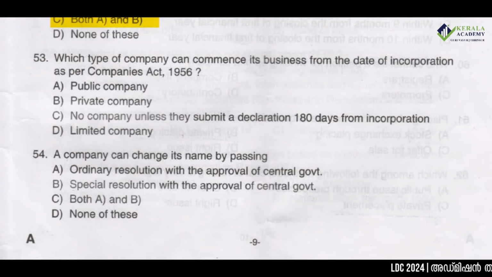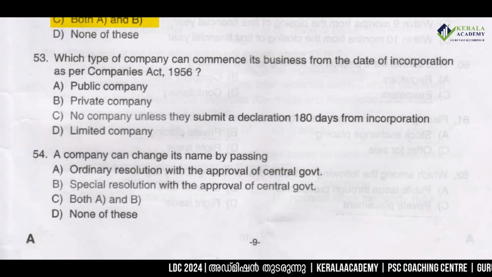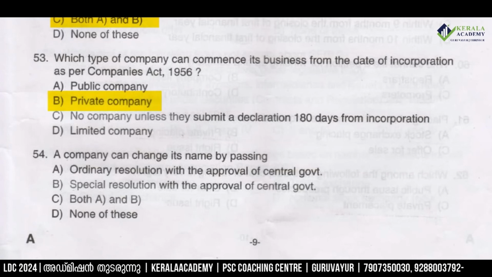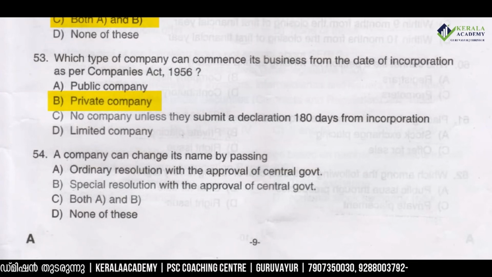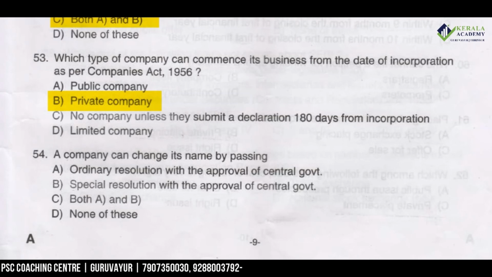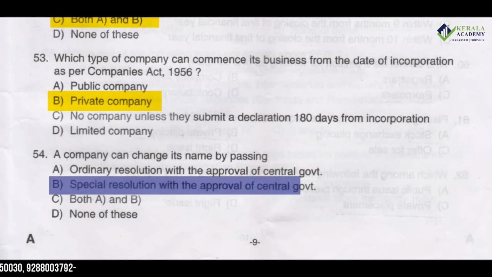Which type of company can commence its business from the date of incorporation as per Companies Act 1956? Public company, private company, no company unless they submit a declaration 180 days from incorporation, limited company. Correct answer option B, private company. A company can change its name by passing ordinary resolution with the approval of central government, special resolution with the approval of central government, both A and B, none of these. Correct answer option B, special resolution with the approval of central government.